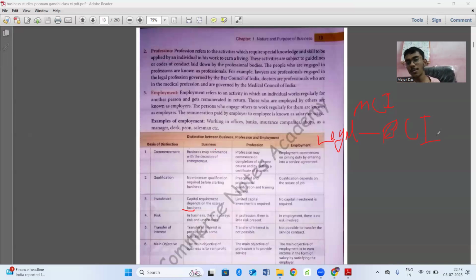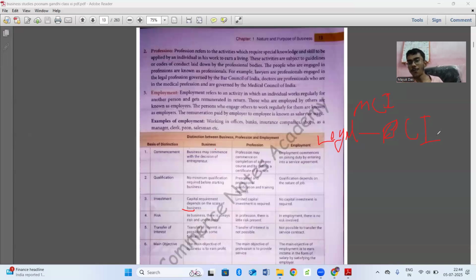Okay, so that is called a profession. Both medical and legal, or we can say both doctor and advocate, is a profession, not a business. Business is something in which I invest, and after that I get the returns.